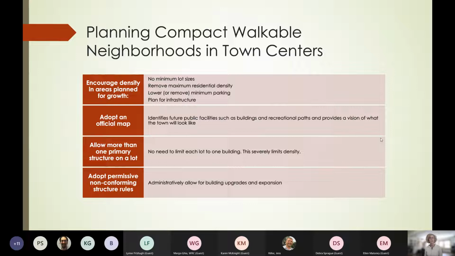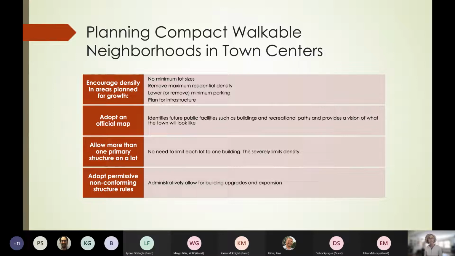And removing maximum residential density rather than just increasing density. If you remove density standards altogether in areas planned for growth, that can really also incentivize development where you want it, as well as lowering minimum parking standards, and also planning for infrastructure like water and sewer.